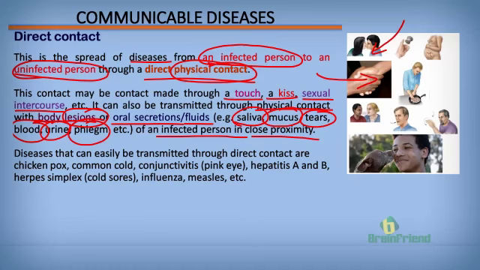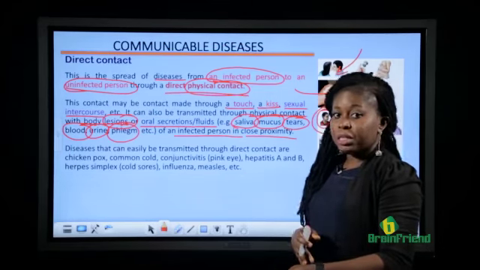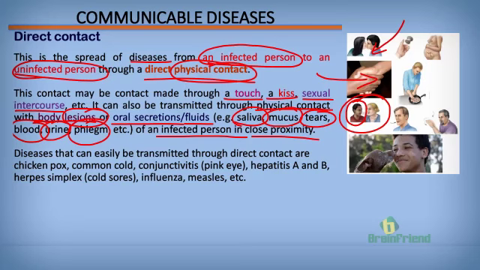So for example, we can see in this image where people are sitting very close to each other. If one of them sneezes and is infected with a certain disease, the saliva or mucus that comes out from the person's nose might touch the other person sitting very close, and that person would get infected. So all these are what we call direct contact of communicable diseases. Diseases that can be transmitted through direct contact are chickenpox, common cold, conjunctivitis or pink eye, hepatitis A and B, herpes simplex or cold sores, influenza, measles, etc.